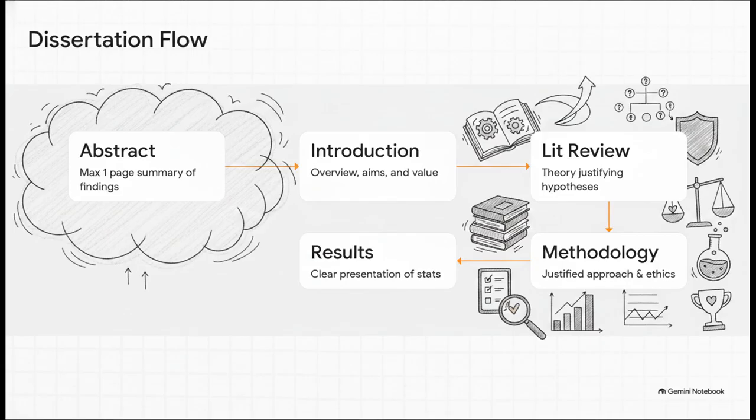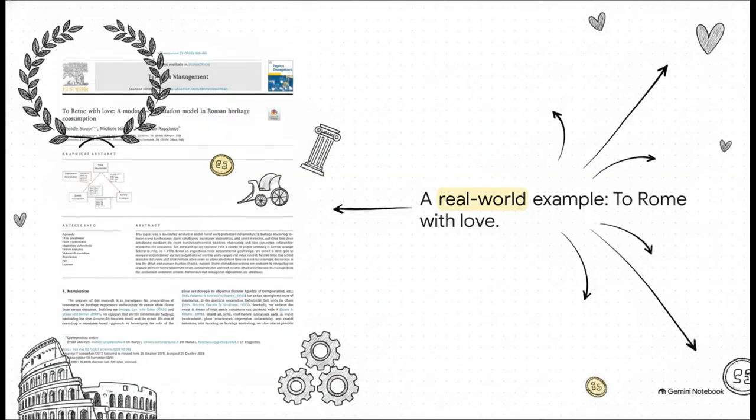Next up is methodology, where you justify your approach and tackle ethics. And finally, your results, which is the clear presentation of your statistics. This predictable flow is absolutely crucial. Why? Because it lets your reader, and the person actually grading your paper, easily track your research problem from start to finish. Let's actually look at how this plays out in the real world.